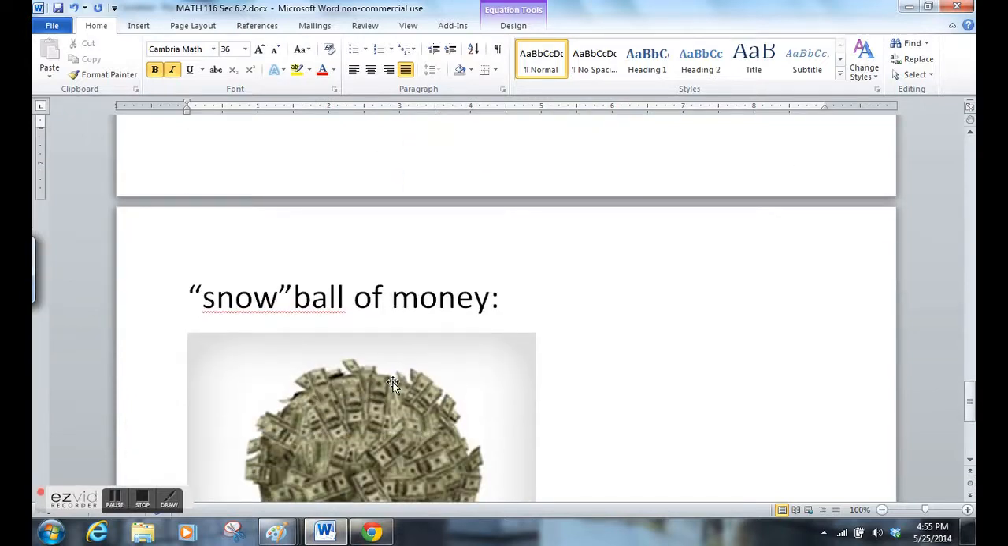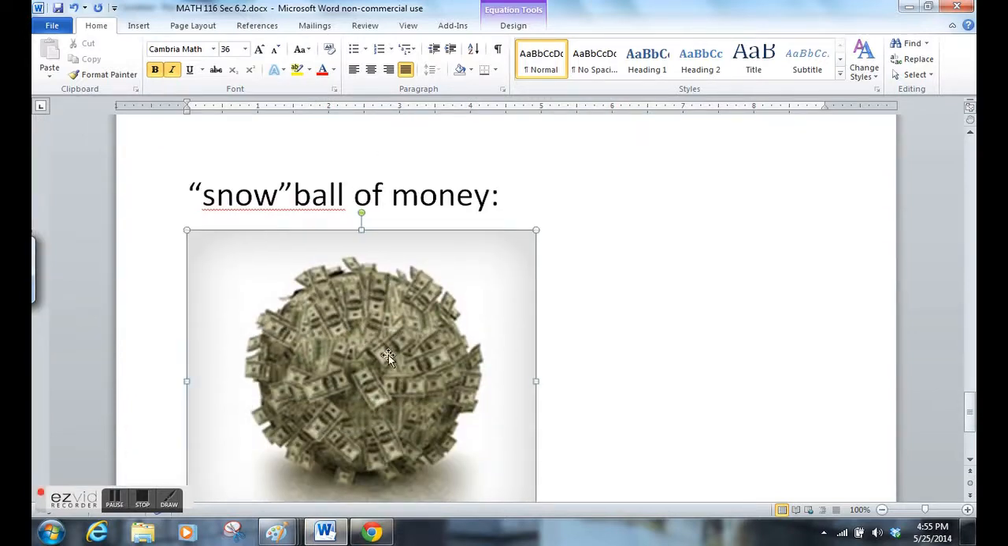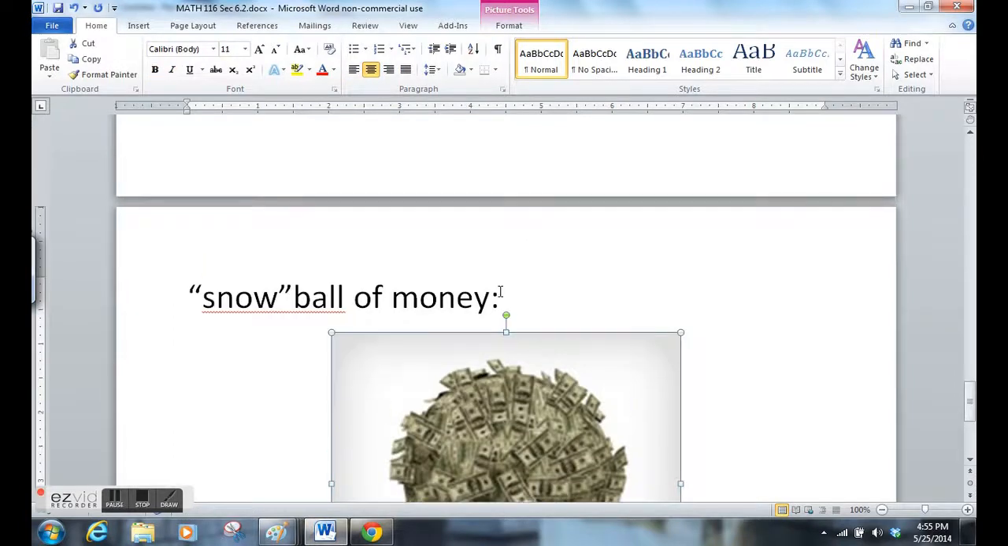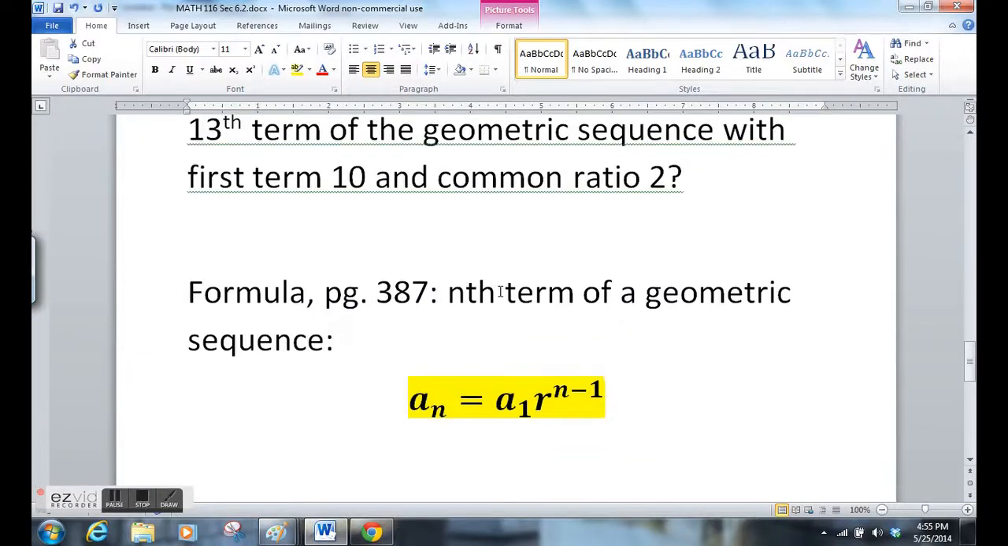And the book has a nice picture. You can consider this like a snowball of money. Snowball of money. Do you see it? I think people would build more snowmen if they were made of money.